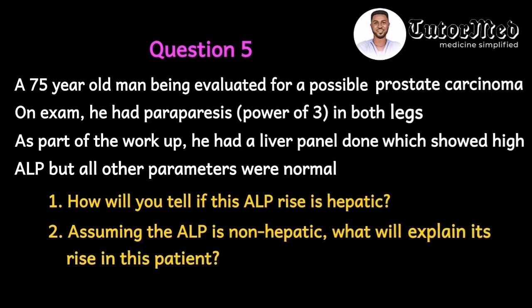And so for question 1, you will be able to tell that this ALP rise is hepatic in origin if there is a concurrent rise in the serum GGT. And question 2, if the ALP is non-hepatic in origin, then what is likely to explain its rise in this patient is a possible bone metastasis. Since ALP is found in bone, any lytic lesion in the bone will spill out ALP into the serum, making ALP rise without a concurrent rise in GGT.